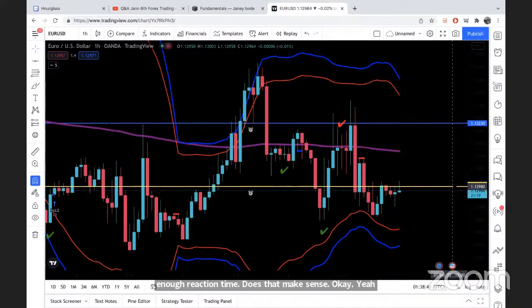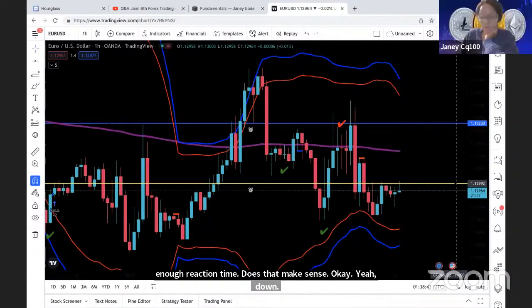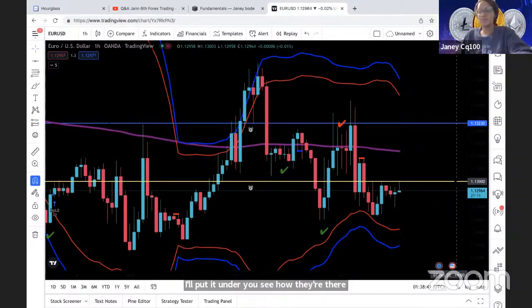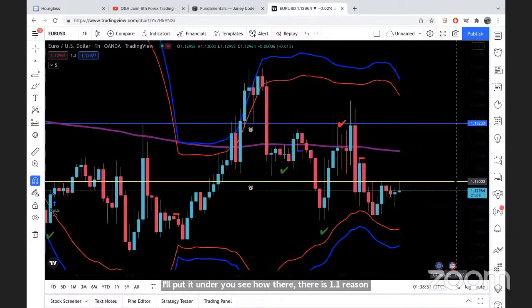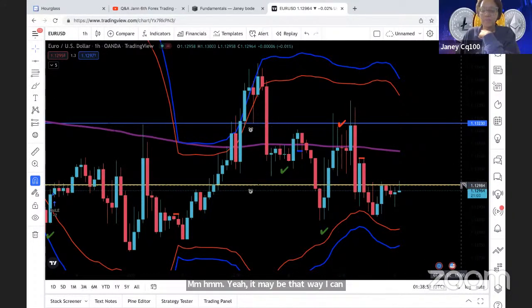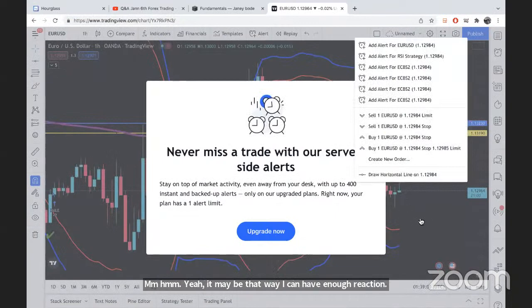Yeah. Down, log in. So I would put it under. You see how there is 1.130? I would put it maybe around here. That way I can have enough reaction time. Okay.